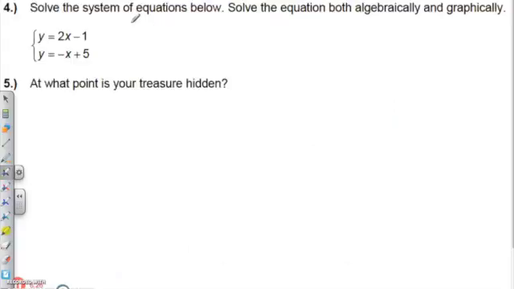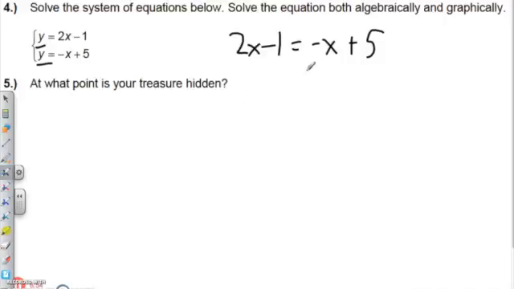Alright, so we do have a couple more questions. We are asked to solve the system of equations below and solve the equation both algebraically and graphically. So algebraically, I am going to solve this using substitution. I have y by itself on both of these. So I'm going to do 2x minus 1 is equal to negative x plus 5. And what this is going to do is give me an ordered pair that precisely matches the location of our treasure.